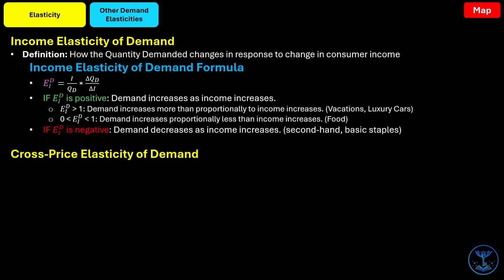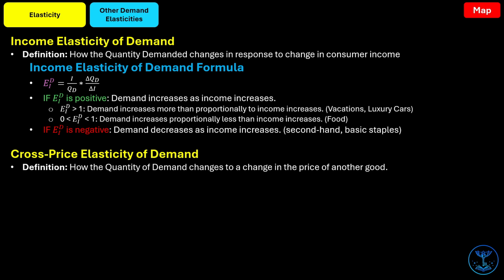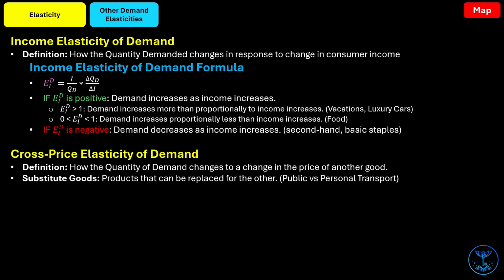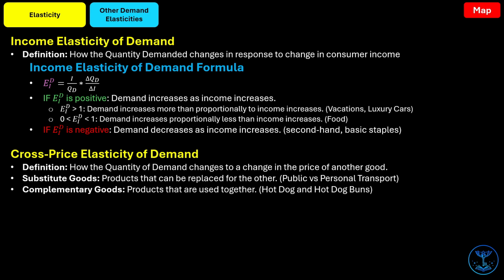So cross price elasticity of demand. The definition is how the quantity of demand changes to a change in the price of another good. So we have our substitute goods. These are products that can be replaced for the other. So we have public transportation versus personal transportation like cars. Complementary goods are products that are used together. So we have hot dogs and then hot dog buns.